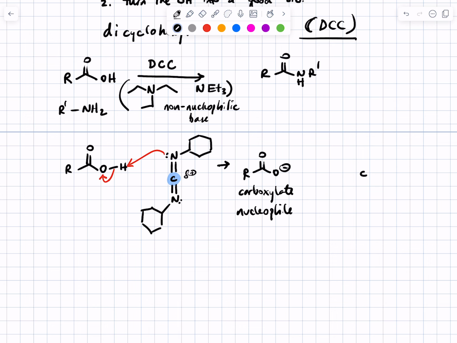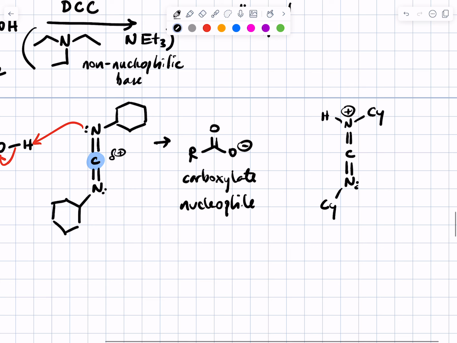And that also has the effect of activating the carbodiimide, because now, and I'm going to abbreviate those cyclohexyl groups as CY. You could just call them R groups and that would be fine too, but by the time I realized that, I'd already written CY and I didn't want to erase. Now the carbonyl carbon is even more electron poor.